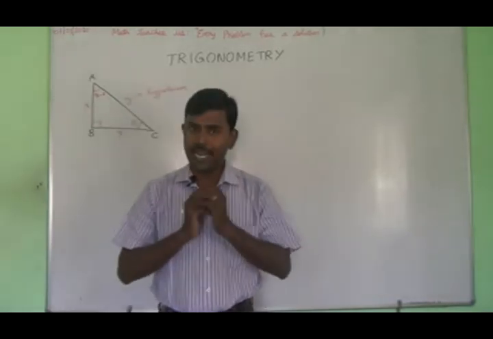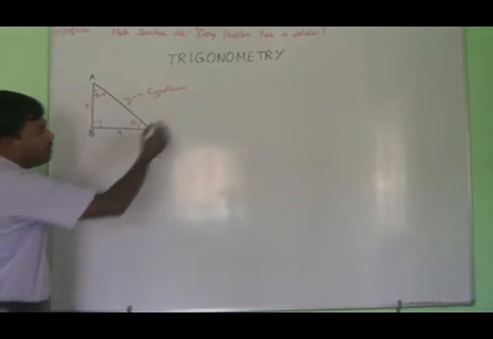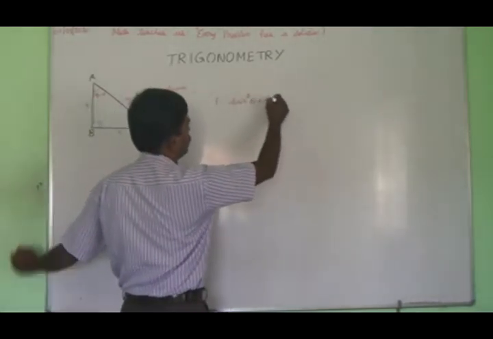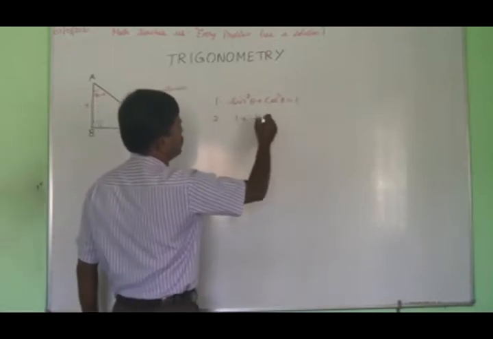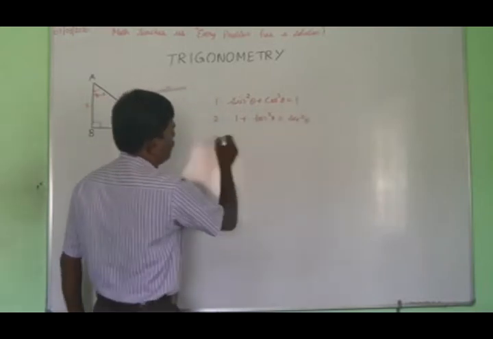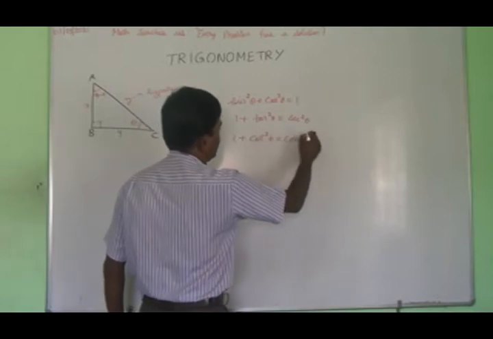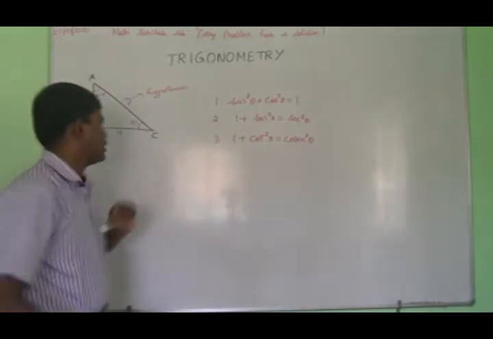Three most important identities in trigonometry. See, the first identity is sine square theta plus cos square theta is equal to 1. The second one is 1 plus tan square theta is equal to secant square theta, and 1 plus cot square theta is equal to cosecant square theta. So now I will show you how these three identities have been derived.